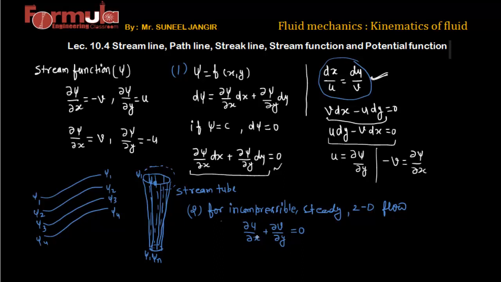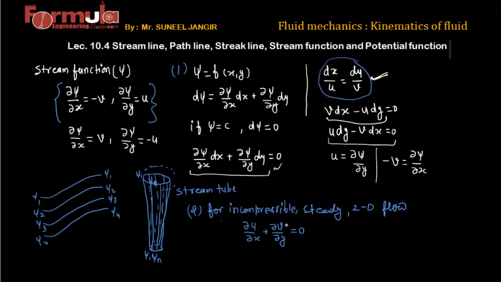We will discuss it later after this lecture. In the next lecture I will tell you how we can derive this equation. In this case we are considering it directly here: del u by del x plus del v by del y equals 0 is the continuity equation for incompressible steady 2D flow. Okay, so from our definition of the stream function we know the values of u and v.